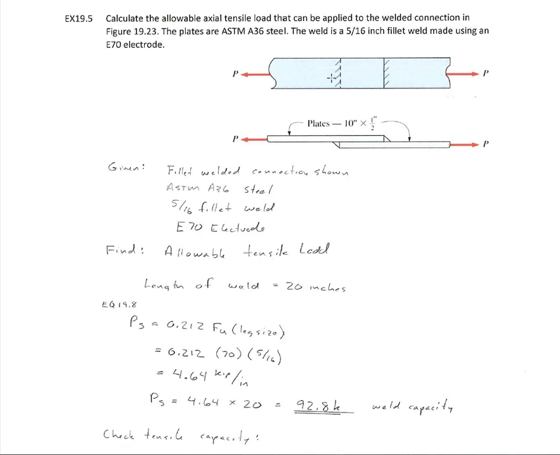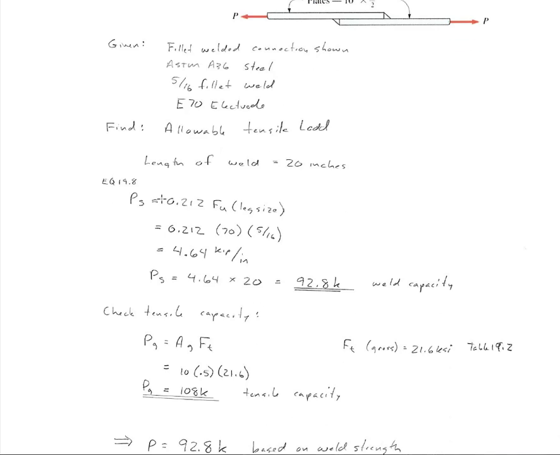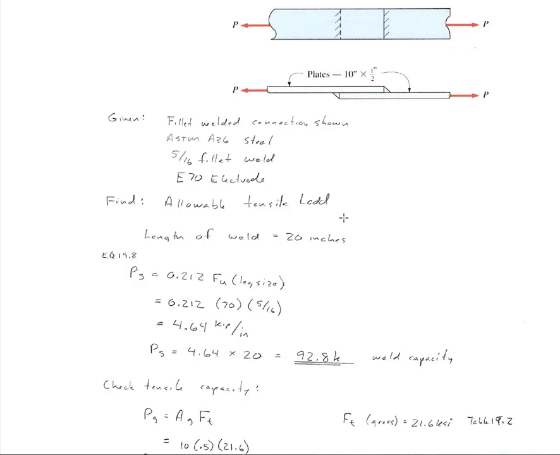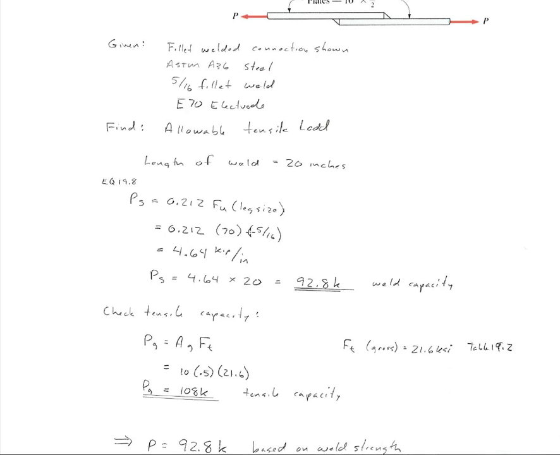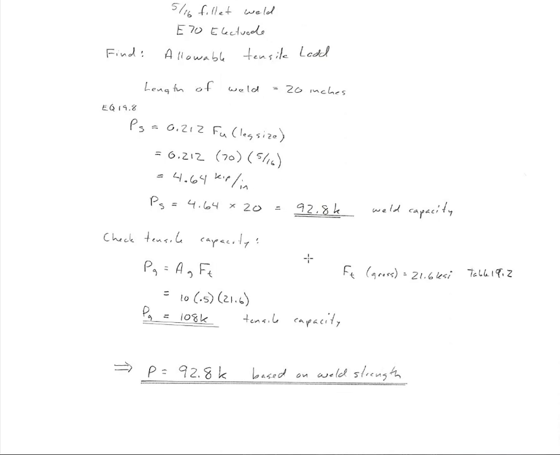The length of this weld in this case is 20 inches. So we're going to use equation 19.8. PS equals 0.212 FU times the leg size. So what we have here is 0.212 times 70 times 5/16. So we get 4.64 kips per linear inch of weld. Multiply that by 20 inches and we have 92.8 kips is our welding capacity.